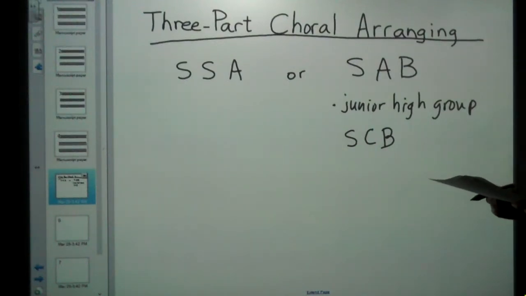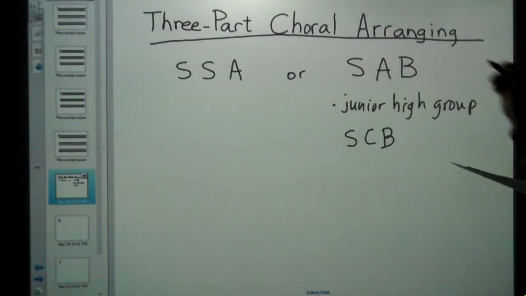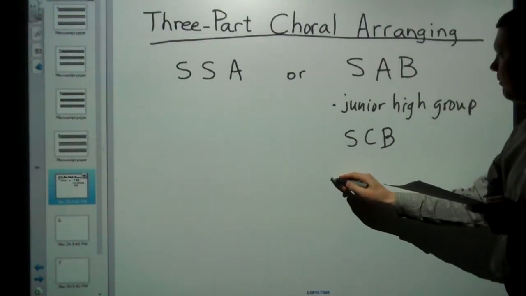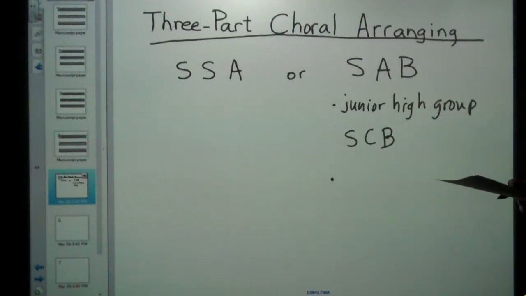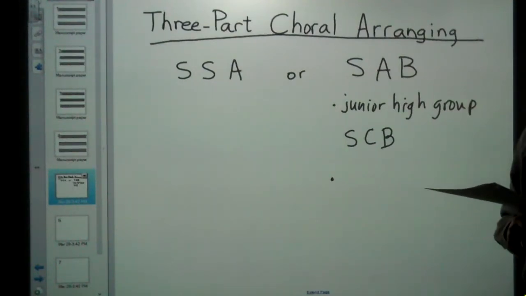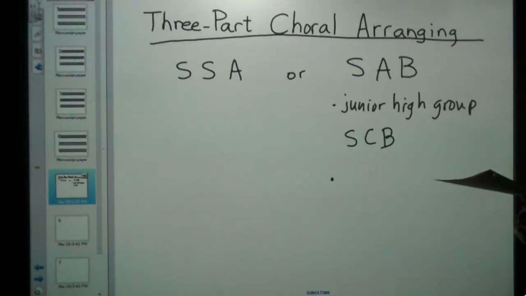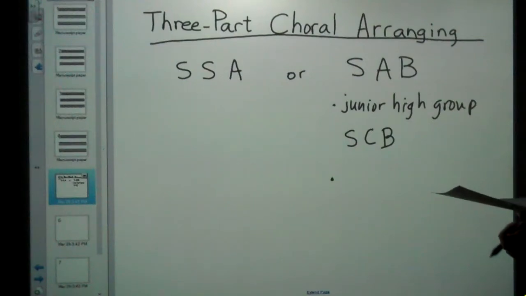Another instance or situation in which the SAB texture is particularly ideal would be in choirs with few male voices, not very many male voices at all, such as maybe some church choirs or maybe even some high schools, where separate soprano and alto parts are balanced by a single baritone part sung by all the males.